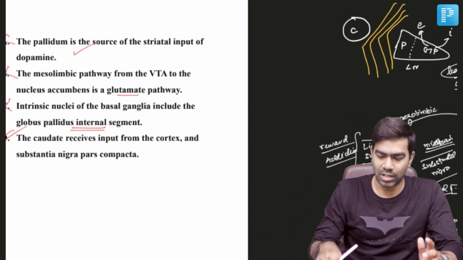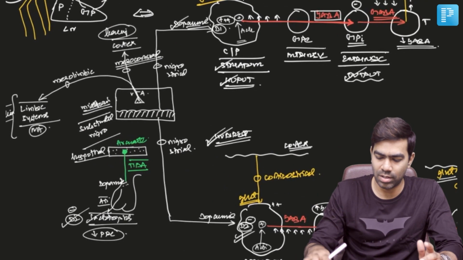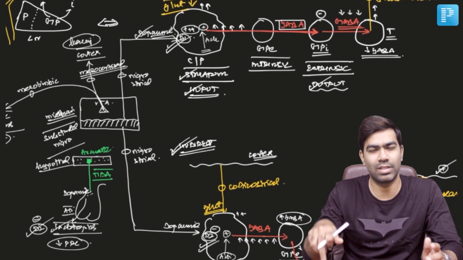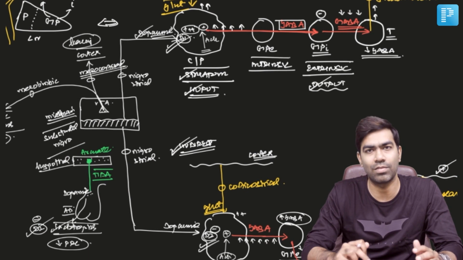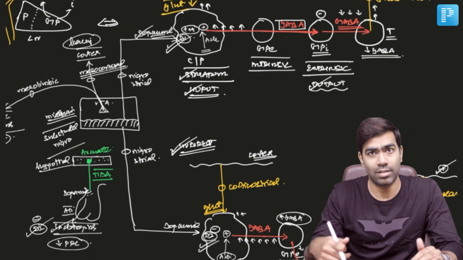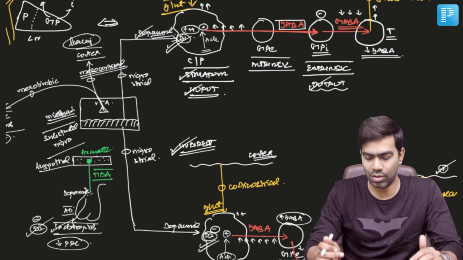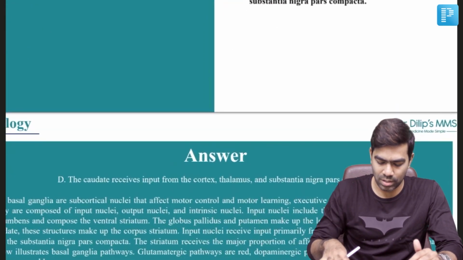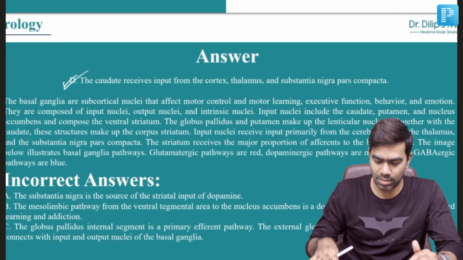And there are some other pathways also which are not mentioned. For example, we have thalamostriatal neurons as well. There is some feedback coming from the thalamus in the form of thalamostriatal neurons that serve as an input back into the basal ganglia. We have not discussed that. Anyways, it doesn't matter. The right answer for this question is going to be option D. Simple and straightforward.